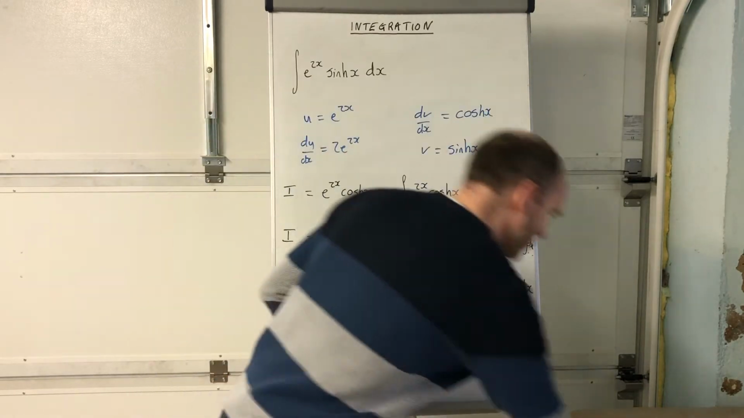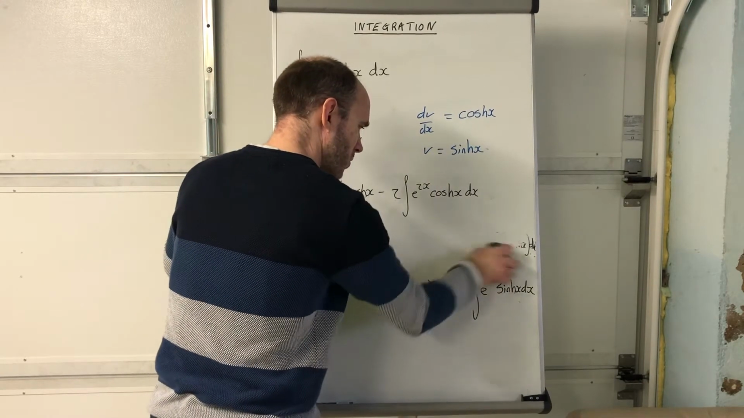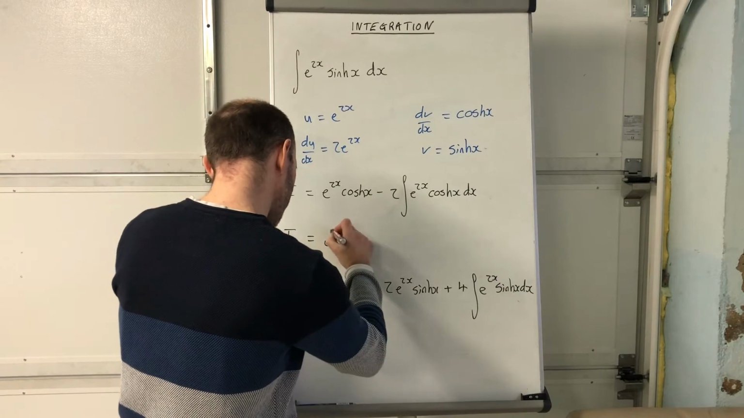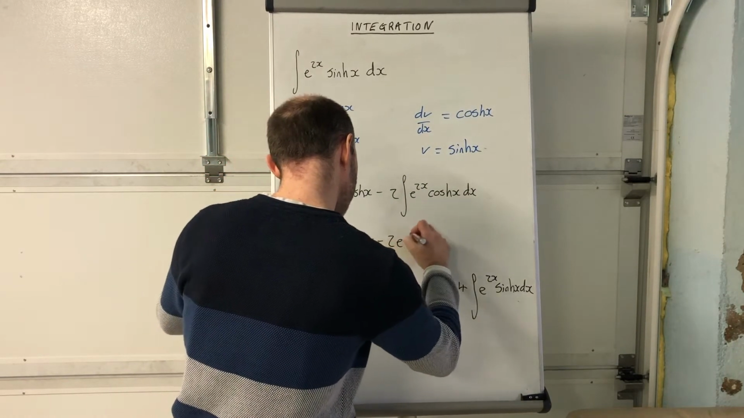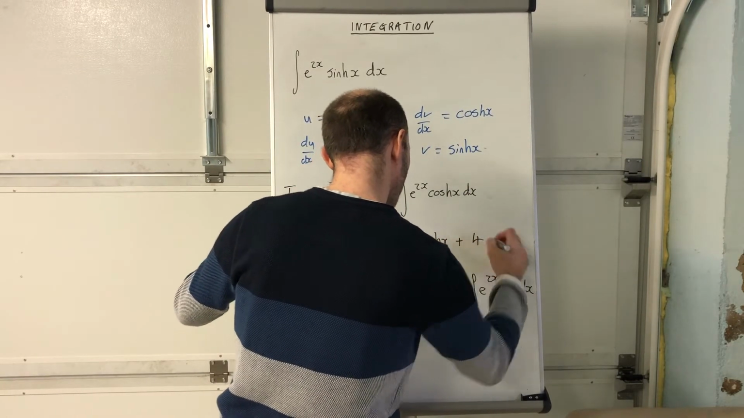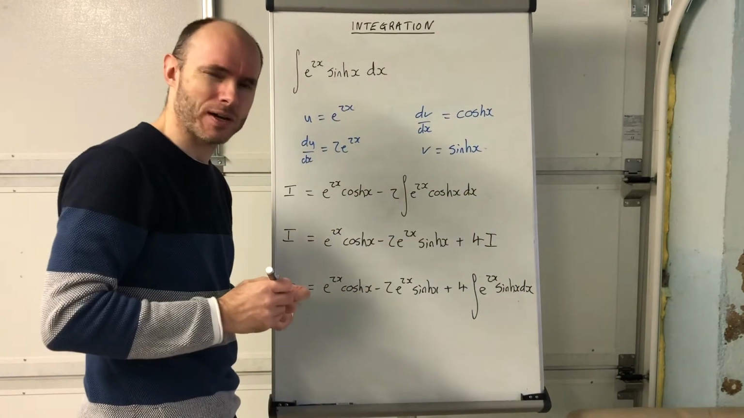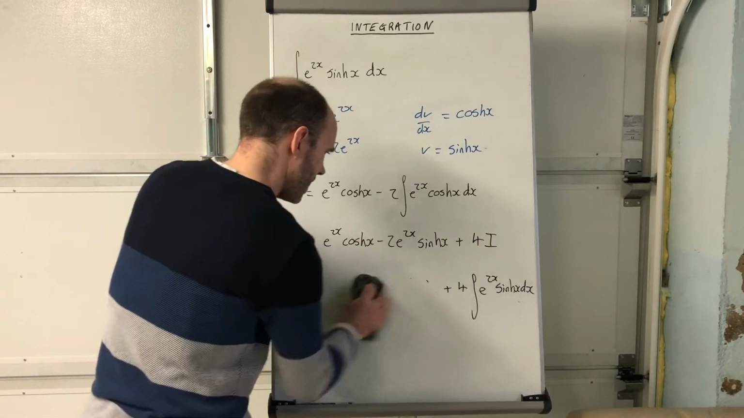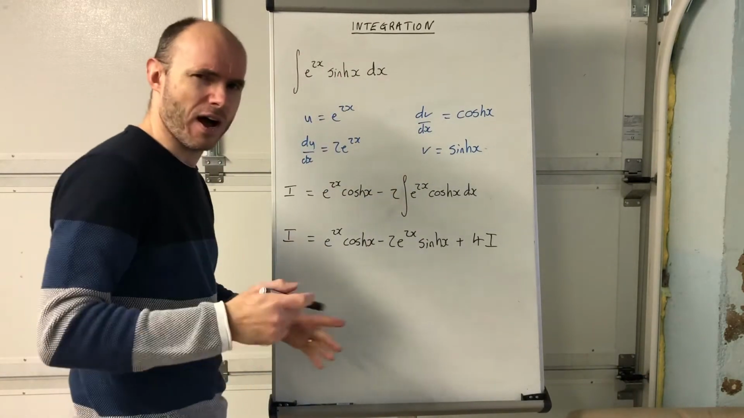So what I'm going to do is, purely so I can write all this on the same board, I'm going to rub this line off, okay, and I'm going to write down e to the 2x cosh x, subtract 2e to the 2x sinh x plus 4, and then instead of that integral I'm going to write I. Okay, happy with that? Yeah. I'm so glad you said yes. Okay. And what I'm going to do is I'm just going to rearrange it and make I the subject.